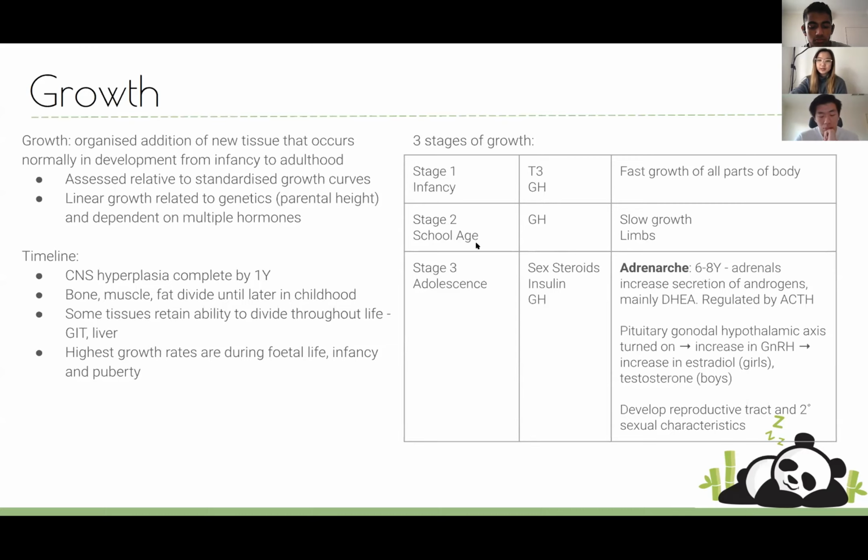Stage 2 is school age, so you have your growth hormone involved in that, and that tends to be a slower growth of mainly your limbs. And then stage 3 is adolescence, so that involves your sex steroids, insulin, and growth hormone. And the main thing there to know about is adrenarche, which is when your adrenals increase their secretion of androgens. And that causes all sorts of developments, such as of the reproductive tract and your secondary sexual characteristics.